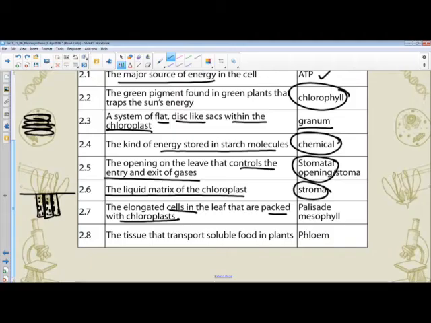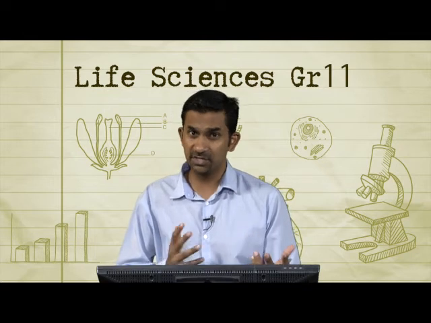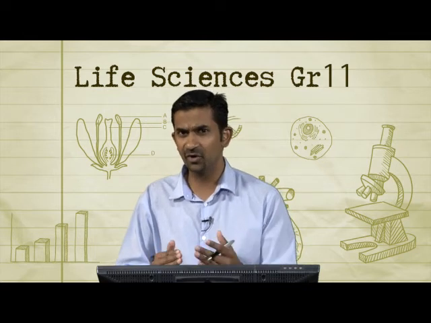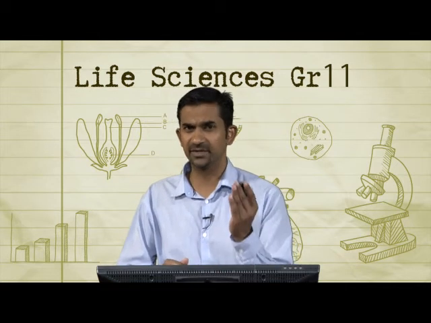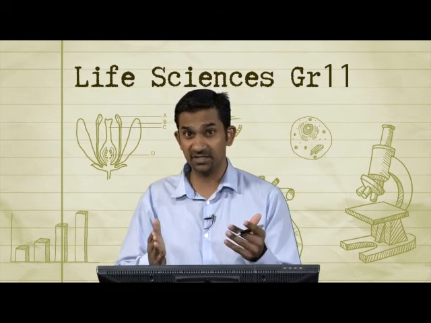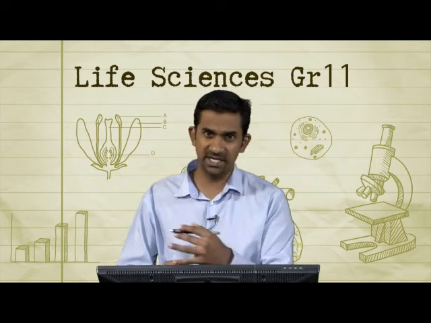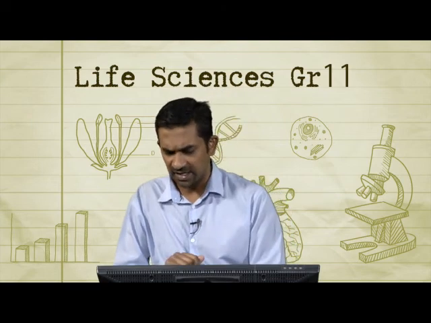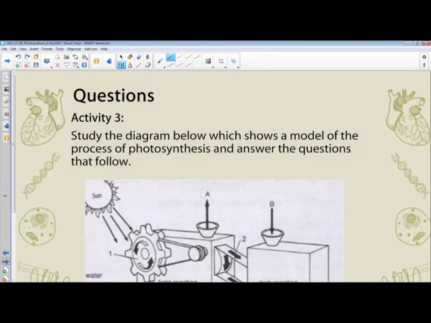And then finally, the tissue that transports soluble food in plants. Taking us back to grade 10, guys, you know that plants are vascular and they contain vascular tissue. The two types of vascular tissues are xylem and phloem, and these two tissues are essentially important for the transportation of water from the roots to the leaves for photosynthesis. But we also have a system that takes the organic compounds produced back to the rest of the plant, and that transport tissue is referred to as the phloem tissue. So well done if you've got those correct.